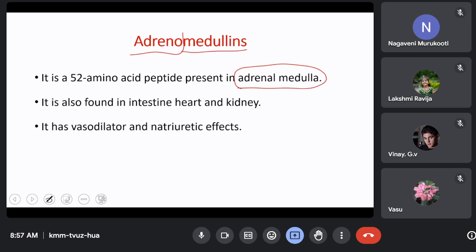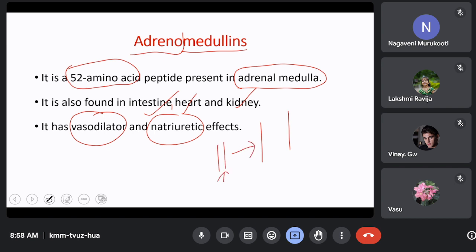And this is a peptide having 52 amino acids. It is also found in the intestine, heart, and kidney. Not only the adrenal medulla, it is also secreted by the intestine, heart, and kidney. It has two functions. One is vasodilation, the other is natriuresis. What is vasodilation? Yesterday we discussed it.